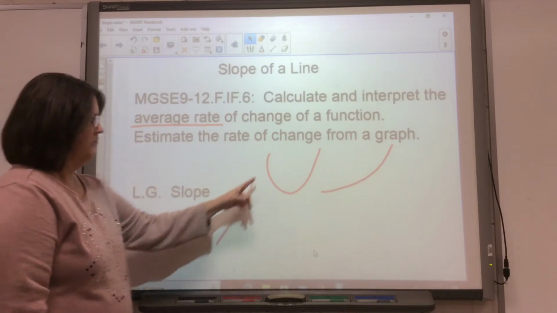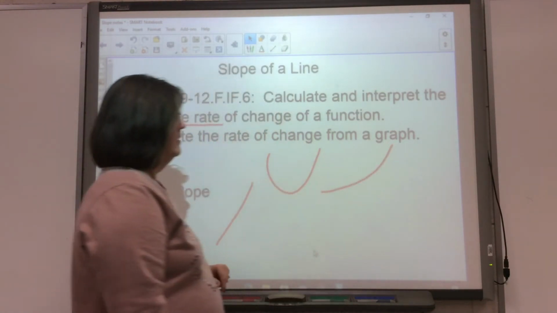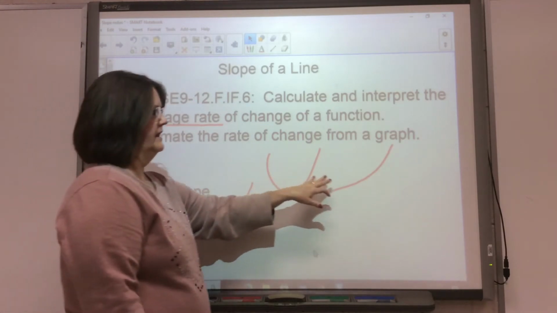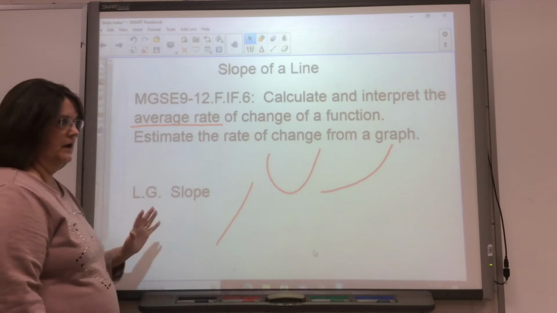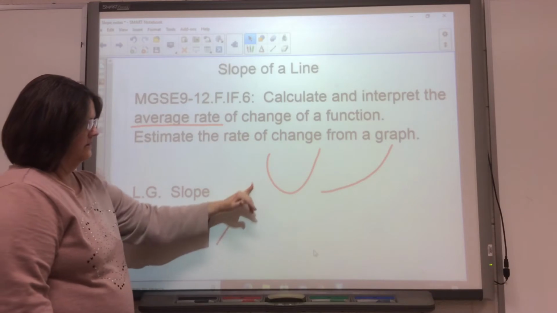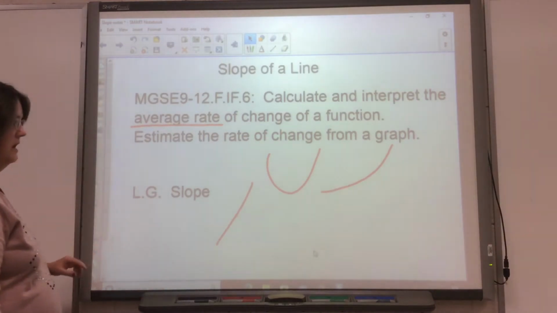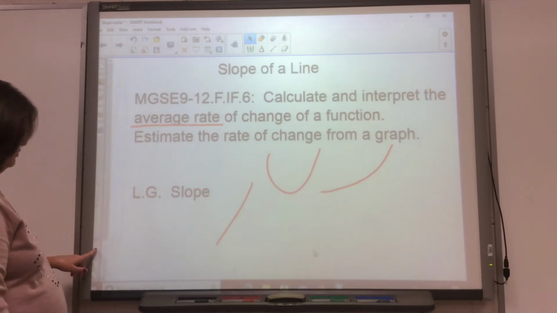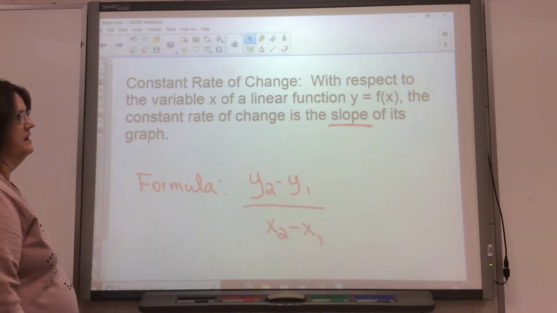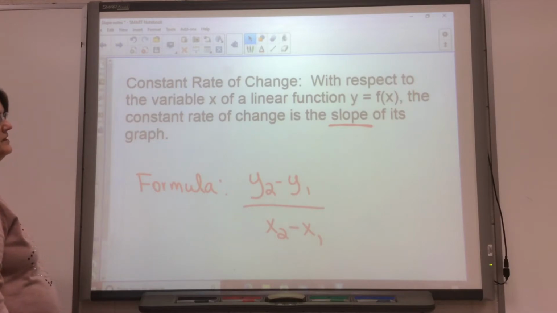This is a linear graph. We have quadratic graphs this year. We also have an exponential graph now. So the rate of change on quadratic and exponential will not be the same given any 2 points that you choose. On a line, the rate of change will be constant because it's a line and it doesn't ever change. It's straight. Okay, constant rate of change with respect to the variable of x of a linear function, y equals f of x.